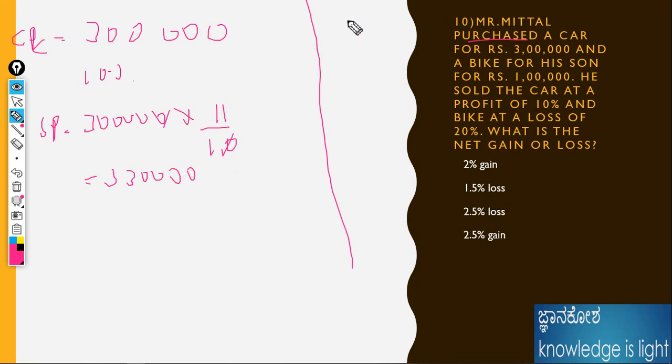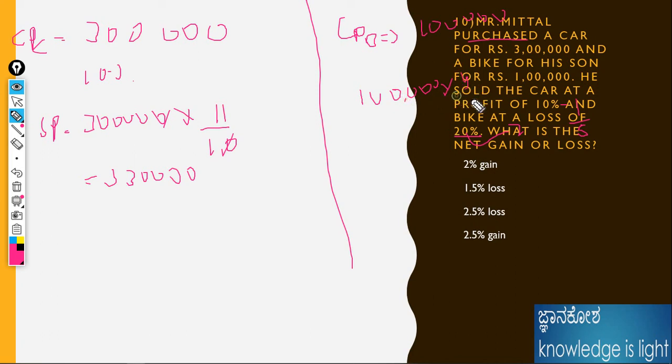Here the cost price of the bike is 1 lakh, and a 20% loss is given. For 1 lakh, what would happen? 20% is 1 by 5. The loss means 4 by 5 is coming.